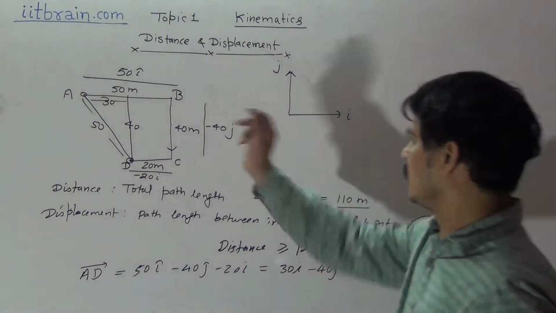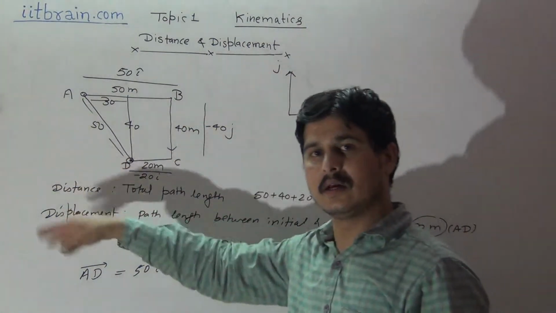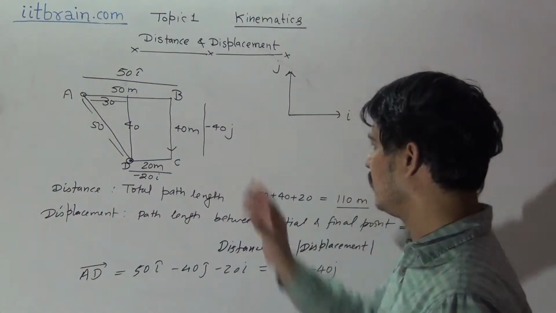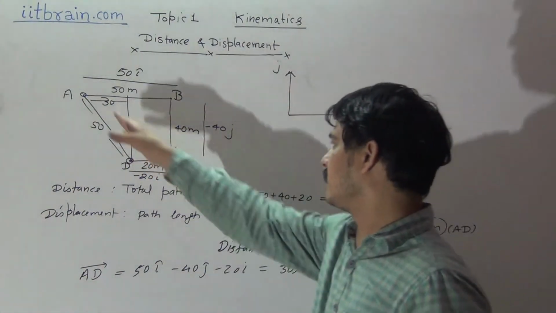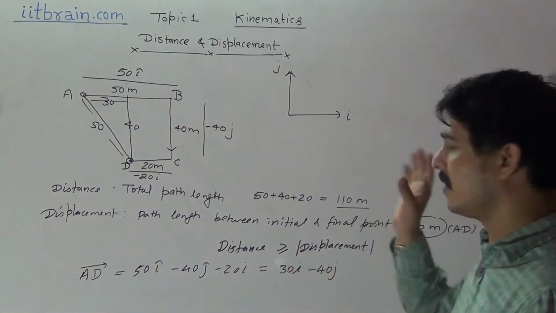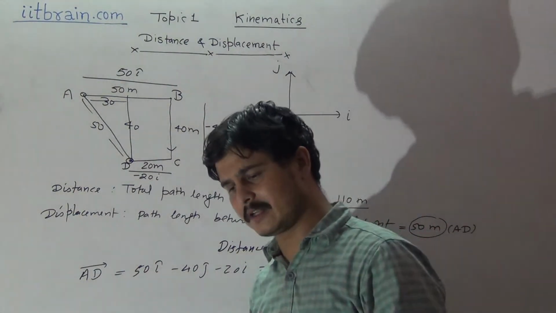So the distance of the track is 110 meter, displacement is 50 meter, and this 50 meter can be written as 30i minus 40j in vector form. So this displacement vector AD is 30i minus 40j. So this is the basic difference of distance and displacement.